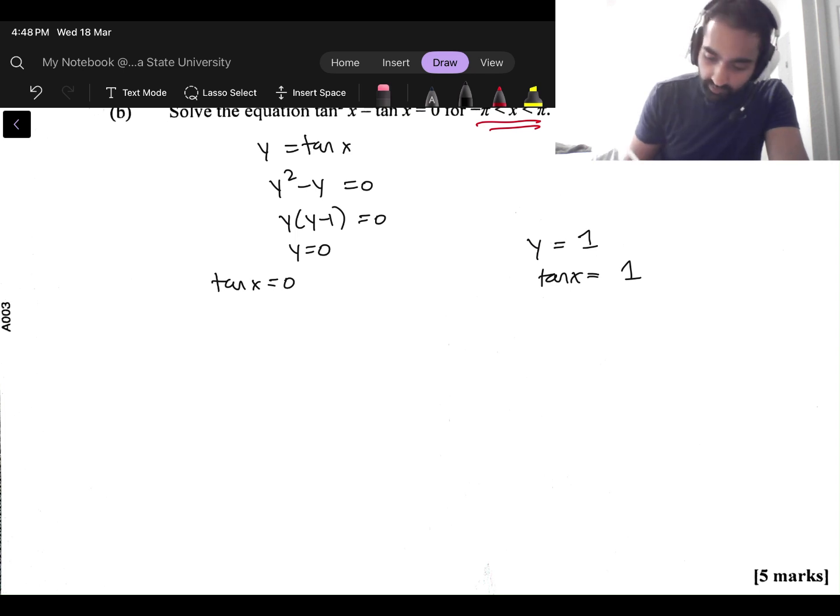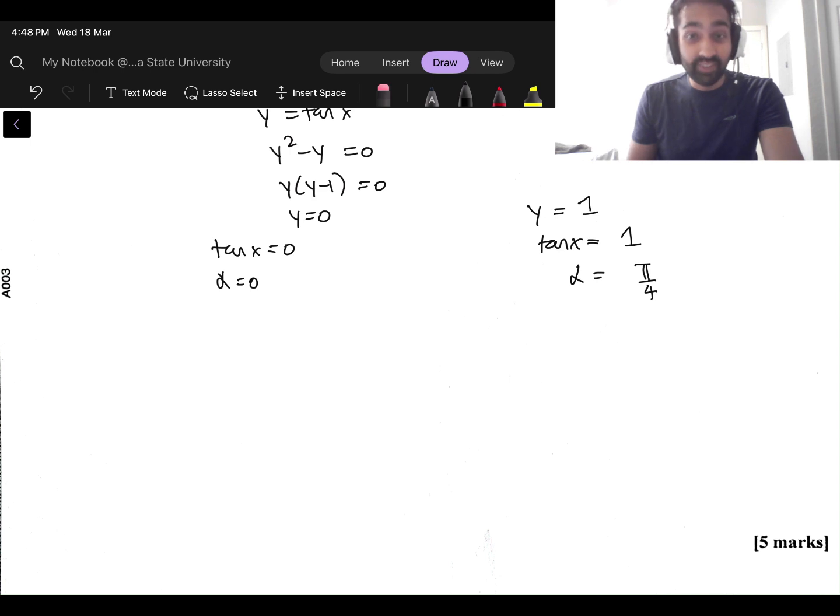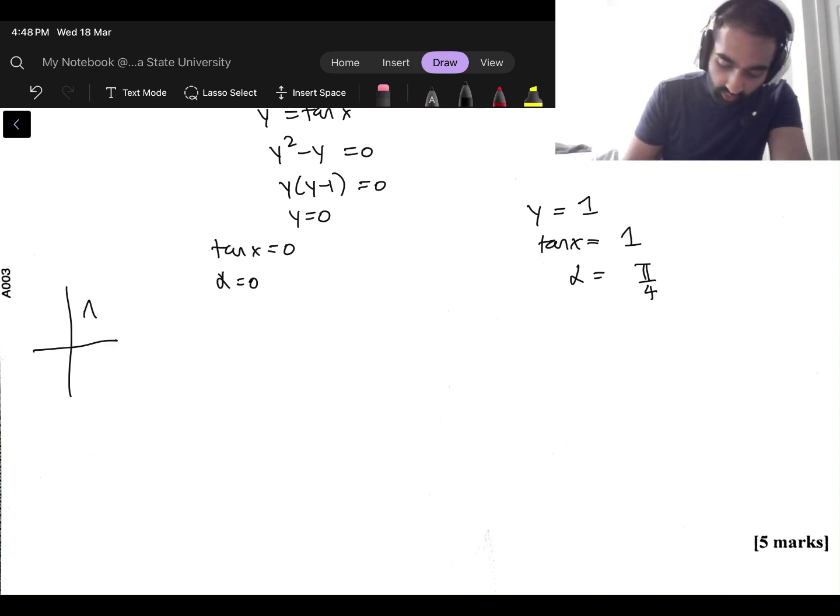So the first angle will be alpha equals 0 for this. And then here it'll be alpha equals pi on 4. If you put it in a calculator, it has to be in radians. Keep that in mind. But tan inverse 1 is pi on 4, because tan pi on 4 is 1. Okay, now I'll draw my quadrant. So it's ASTC.